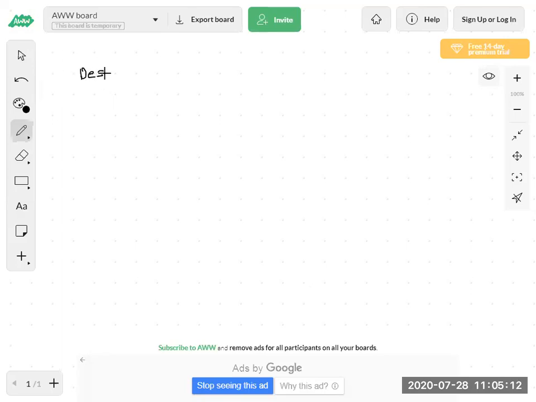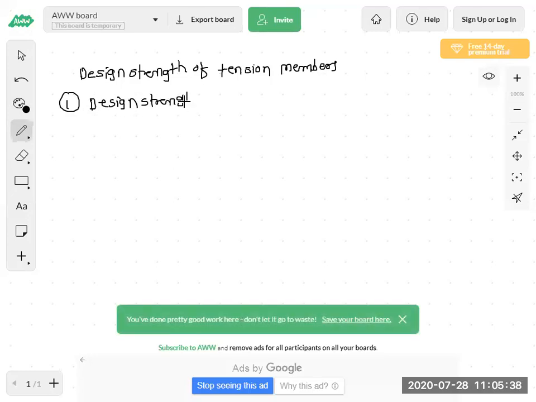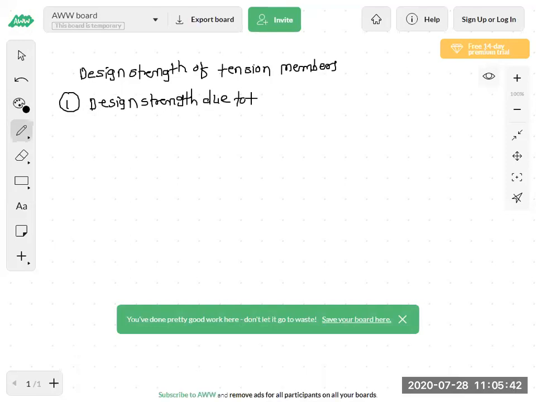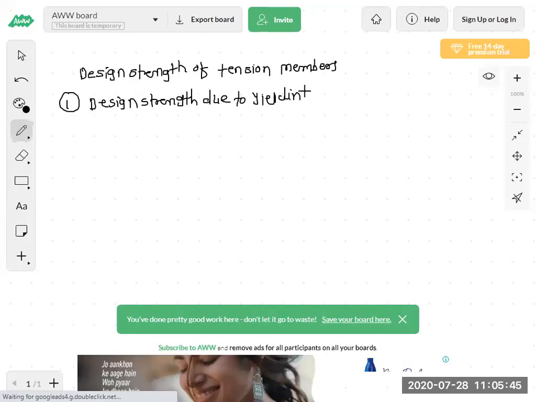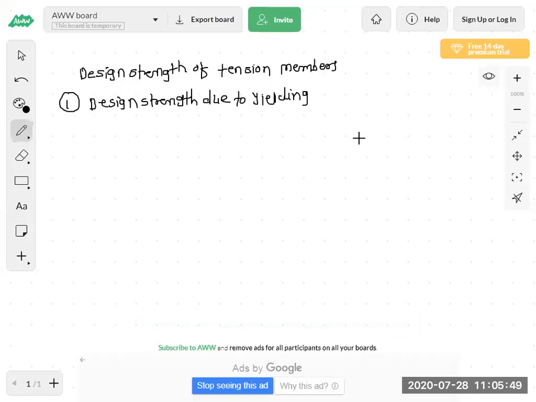So, design strength of tension members. First, the design strength of a tension member is the design strength due to yielding of cross section. So that is the first design strength.